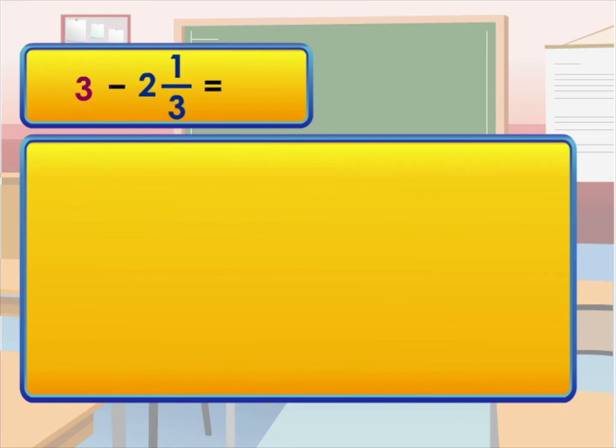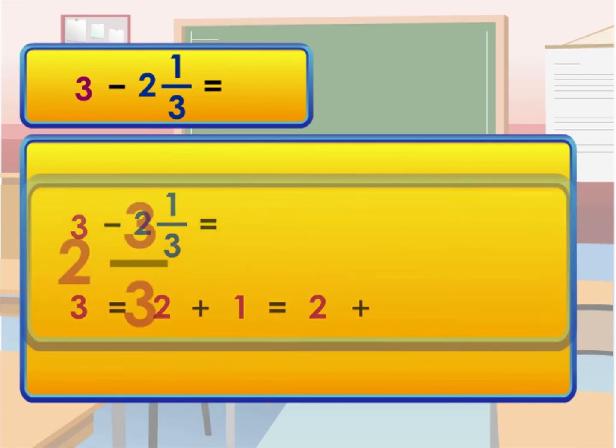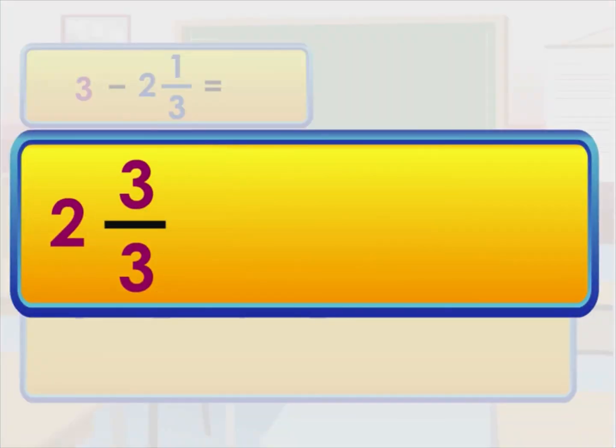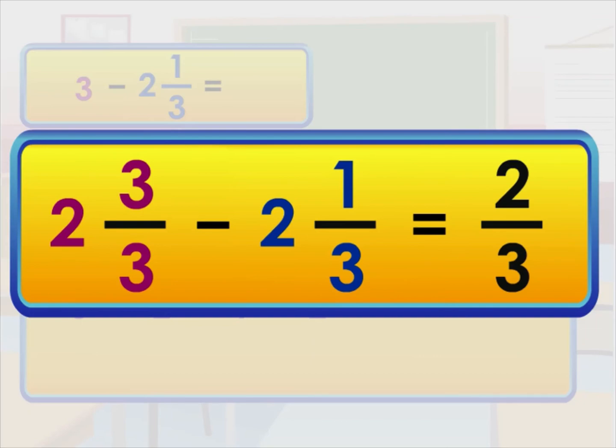Look at these fractions. The minuend is 3. The subtrahend is 2 and 1/3. Here the minuend has to be converted so that the numerator can be subtracted. Decrease the whole number 3 to 2 and rename the 1 as 3 over 3. Now the minuend is 2 and 3 over 3 and the subtrahend is 2 and 1 over 3. So the difference is 2 over 3.